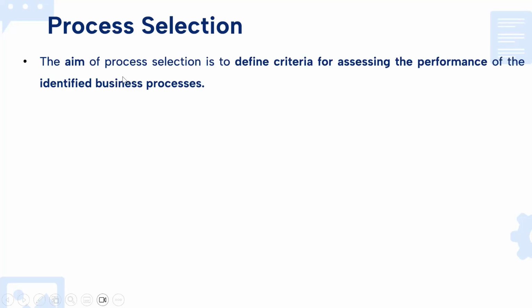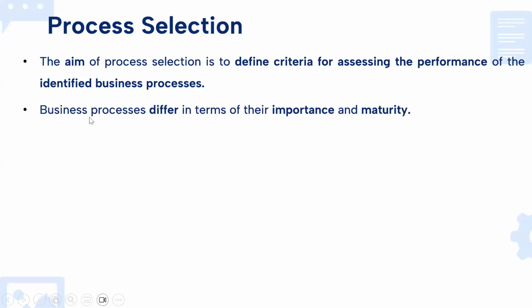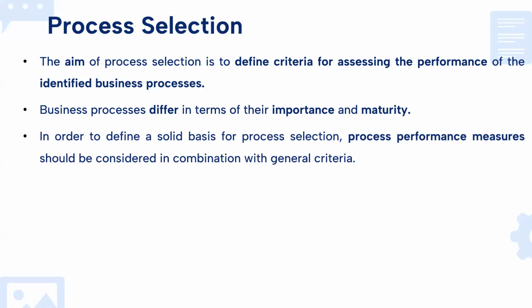The next step is, after identifying a process, you have to select a particular process. So what is process selection? The aim of process selection is to define criteria for assessing the performance of the identified business processes. Through the process checklist, we identify the business processes, and through process selection, we have to define criteria to assess the performance of the processes. These business processes differ in importance and maturity, so from process to process, it is different.